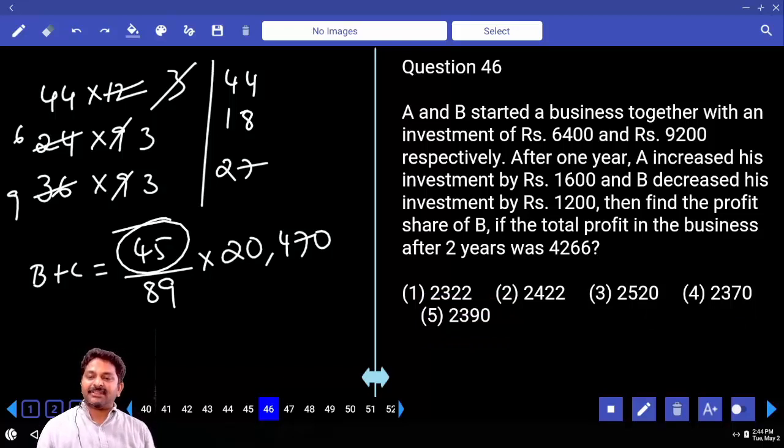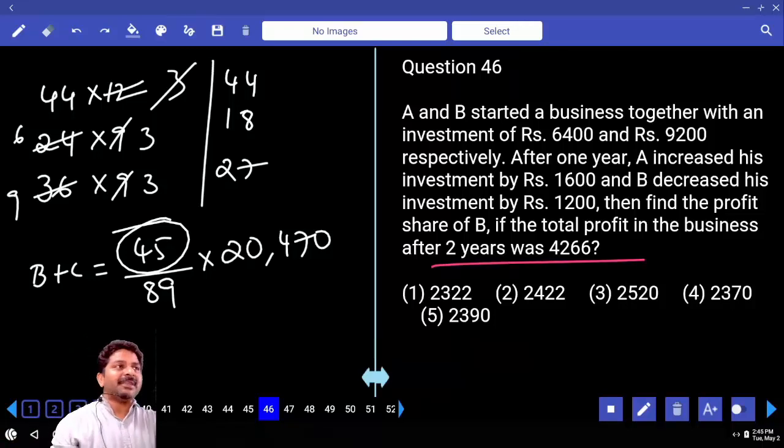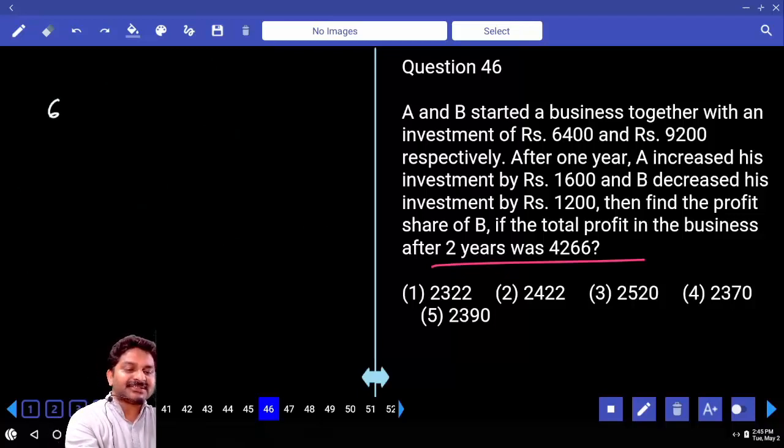A and B started a business together with an investment of 6,400 and 9,200 respectively. After 1 year, A increased his investment by 1,600 and B decreased his investment by 1,200. Find the profit share of B if the total annual profit in the business after 2 years was 4266. Business happened for how many years? A started with 64. B started with 92. Invested for 1 year.